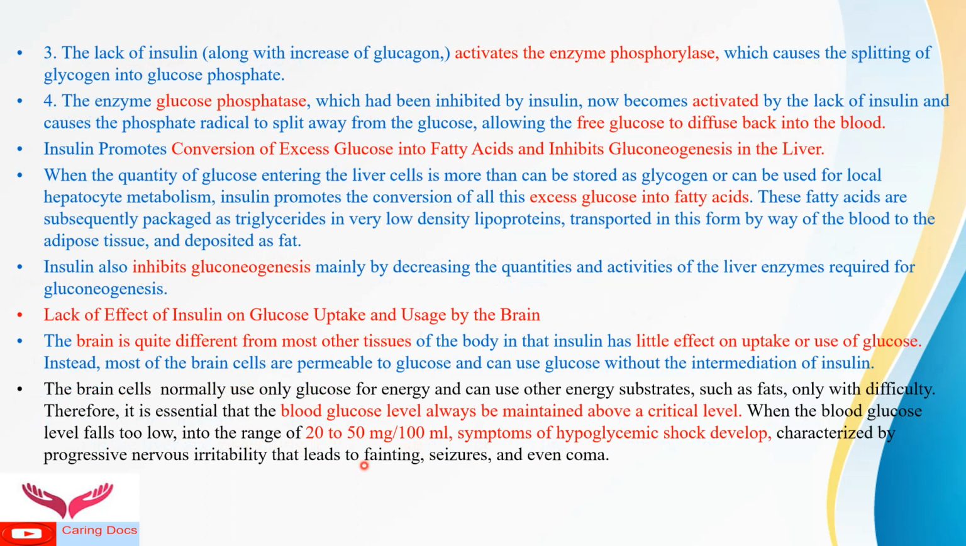The lack of insulin, along with the increased release of glucagon, activates the enzyme phosphorylase, which causes the splitting of glycogen into glucose phosphate. Means whenever there is insulin deficiency, the enzyme phosphorylase will get activated, and it will split the glycogen to glucose. The enzyme glucose phosphatase, which has been inhibited by insulin, now becomes activated because of insulin deficiency, and it splits the phosphate radicals away from the glucose, allowing free glucose to diffuse back to the blood.